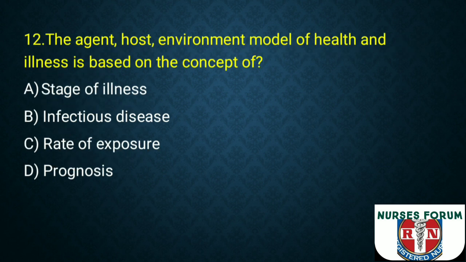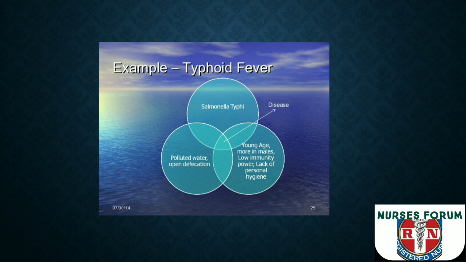The agent, host, environmental model of health and illness is based on the concept of: stage of illness, infectious disease, rate of exposure, prognosis. And the right answer is infectious disease. This is also called the epidemiological triad. Let us see how typhoid fever is explained in the agent host environmental model. Here the agent is Salmonella typhi, the host factors are young age, low immunity, lack of personal hygiene, and the environmental factors are polluted vector and open defecation. If these three conditions come together, it leads to the development of typhoid fever.